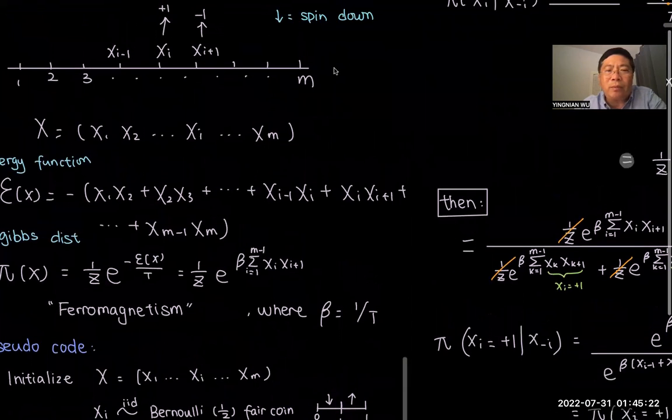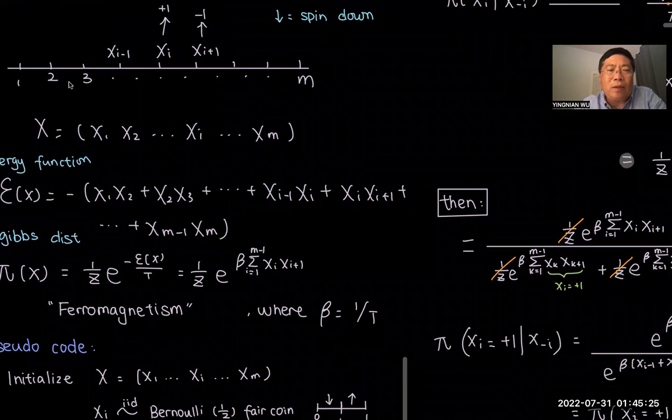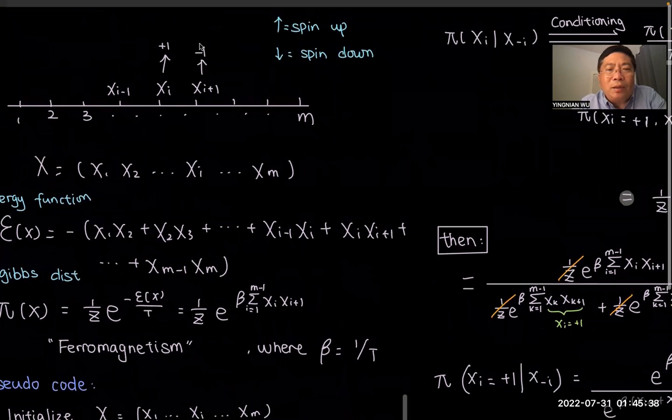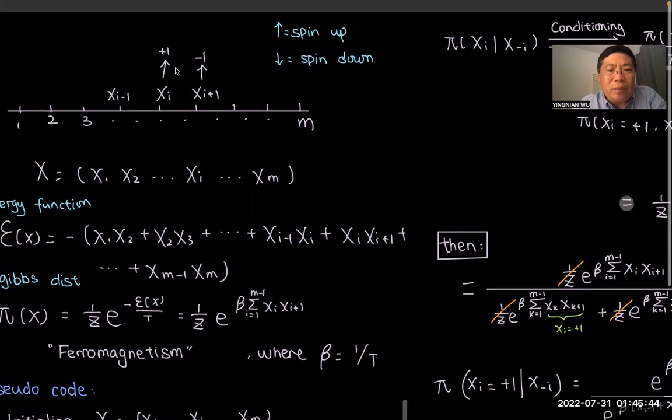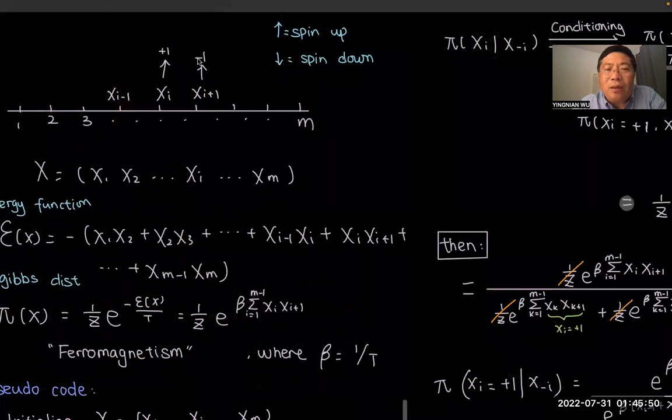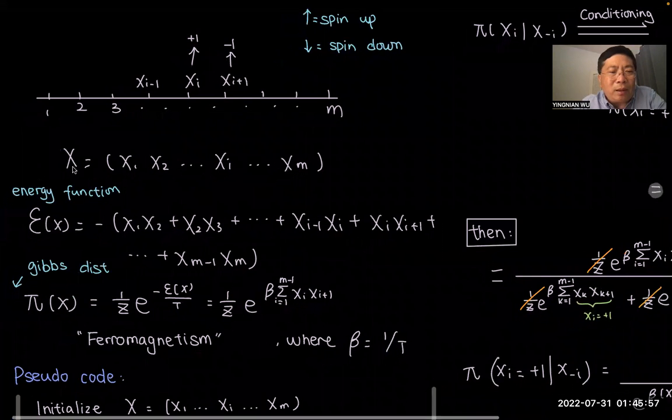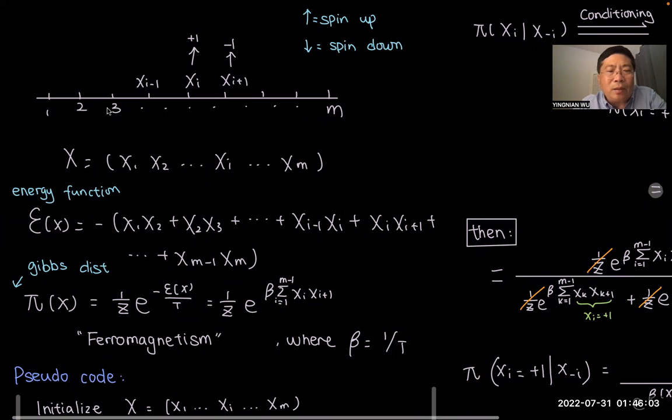So the idea is like this. Suppose the space is one-dimensional, and we have sites 1, 2, 3, up to m, and each site will have an electron which can either spin up or spin down. If it is spin up, then xi equals +1. If it is spin down, like this one, then xi equals -1. So this should be spin down, a little bit of a typo. And then we write our x. You can put an arrow here if you want, but in any case, we write our x to be the collection of the spins at these m sites.